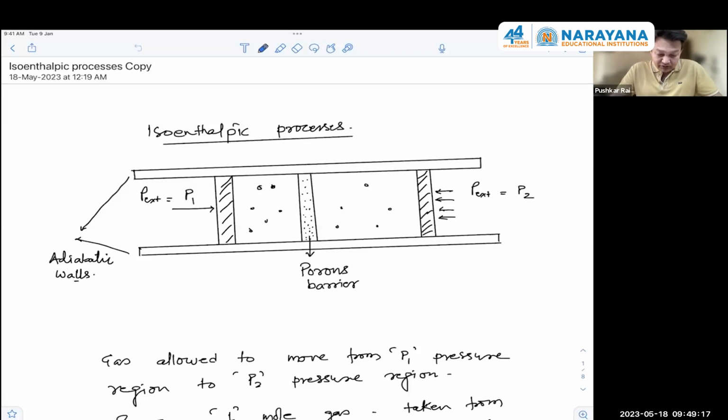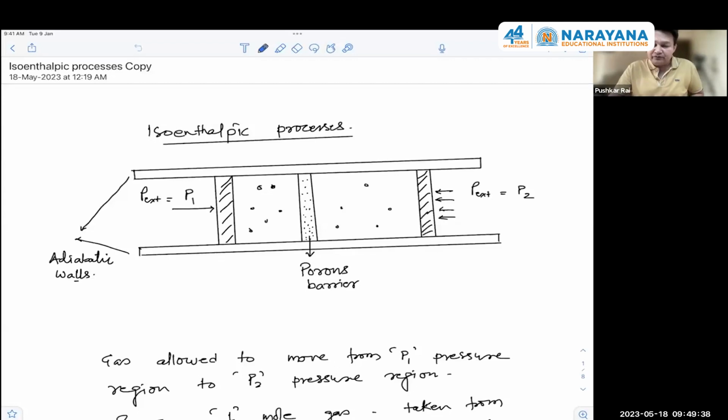So what is an isoenthalpic process? Please, Ved Prakash, open your camera, then I can teach because you asked me. Somebody needs to be there. Have you studied the isoenthalpic process? No, sir. No. So see, the isoenthalpic process is very much in your syllabus. You can say it is a process in which enthalpy is constant.